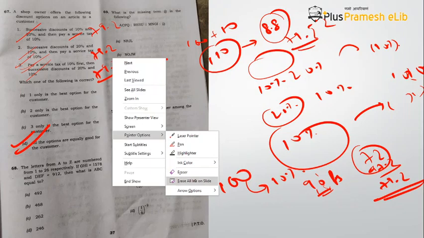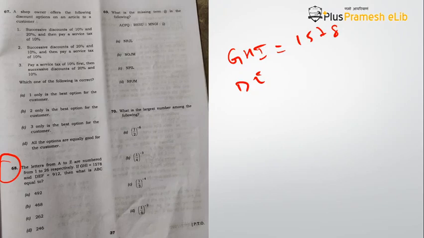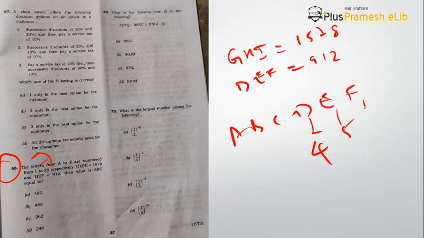These questions are really easy. All you have to do is have your basic math very clear. Then you come to question number 68, in which you have been given that GHI is 1578 and DEF is 912. I took some time to actually solve this question because nothing was matching. Actually, if you do A, B, C, D, D comes at the 4th place, E at the 5th place and F at the 6th place. But what is given here is 912.